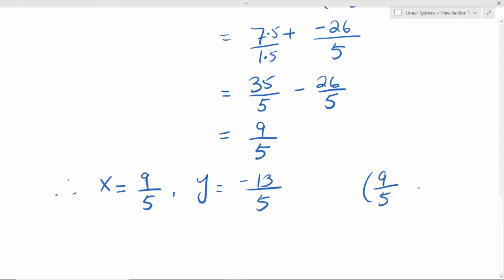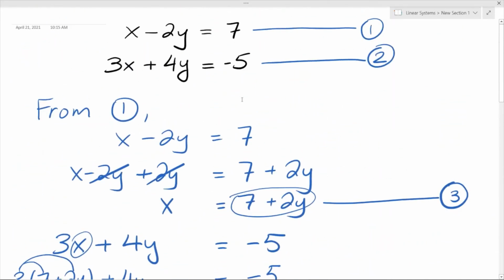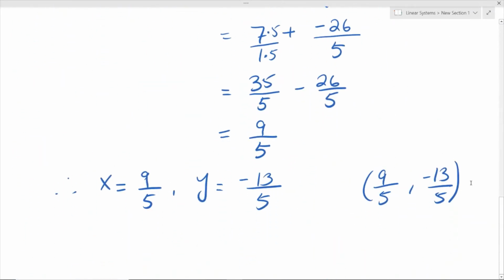9 over 5, negative 13 over 5, like that. And basically, if you were to graph these two equations, you will see that their point of intersection is going to be this coordinate right here because it satisfies both of the equations.